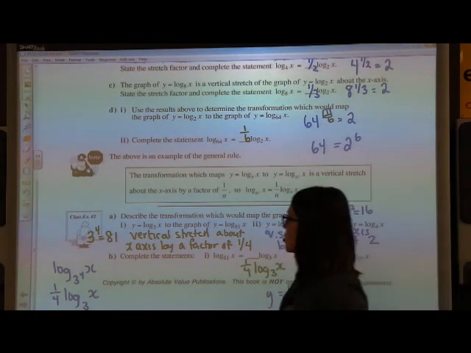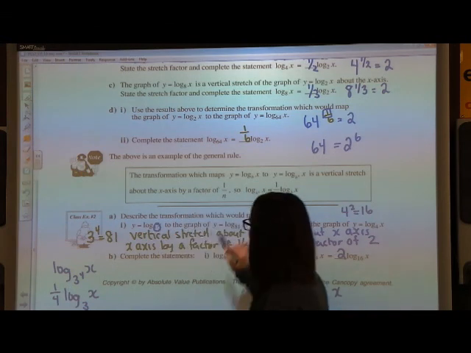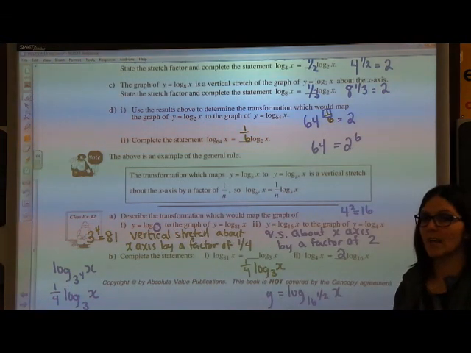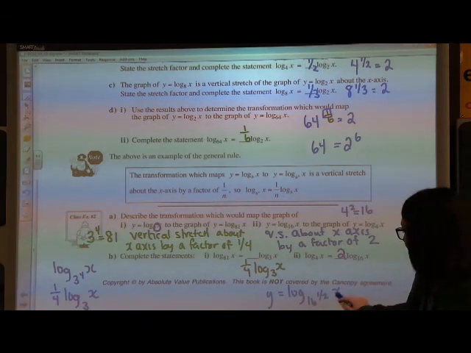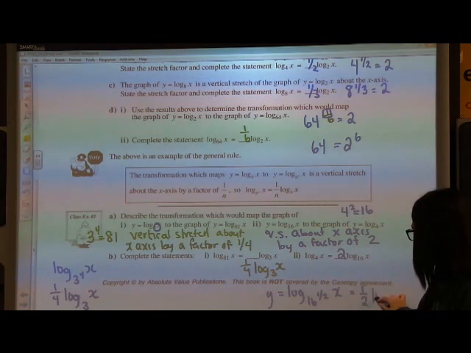So it's how would I start from here to get to there? How would I start from 3 to get to 81? How would I start with 16 to get to 4? And then that gives me the exponent here, which then I can bring out in front.